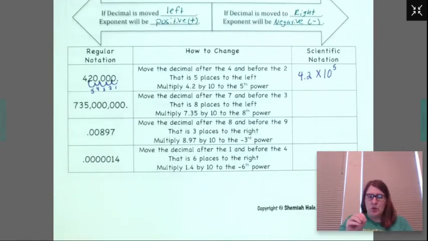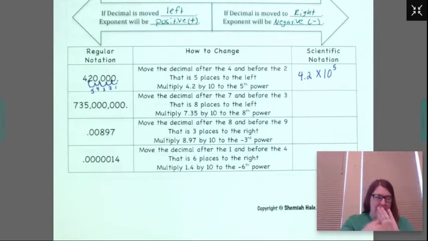Okay, so I moved my decimal, and it became 4.2. And now, how many moves I made becomes my exponent. So it becomes 10 to the 5th. My exponent is positive because I moved to the left.